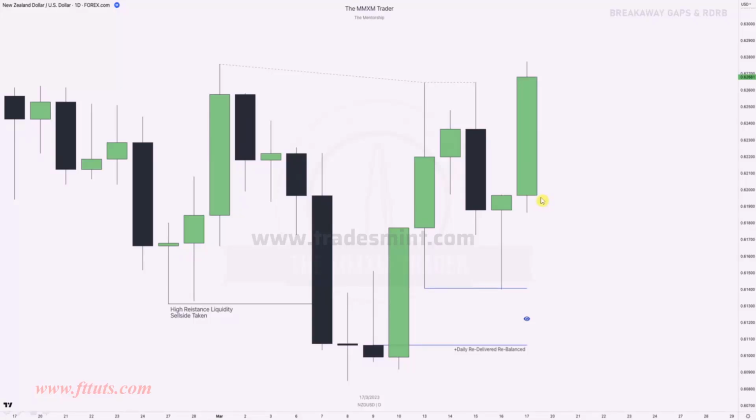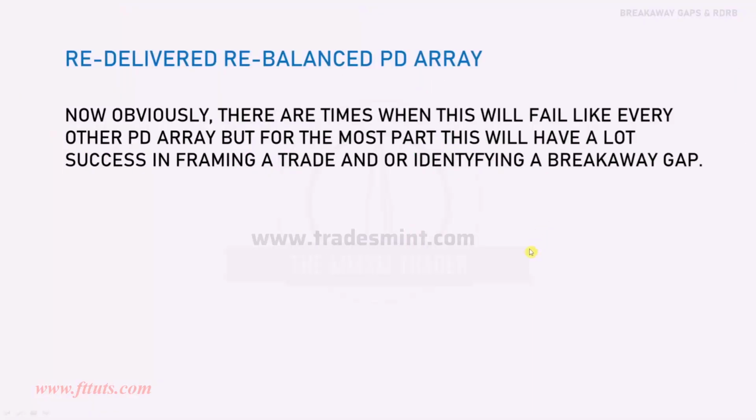Think about drawn liquidity, right guys? We have these failure swings into external range liquidity and eventually we hit that target. Now obviously there are times when this will fail like every other PD array, but for the most part this will have a lot of success in framing a trade and identifying breakaway gaps.